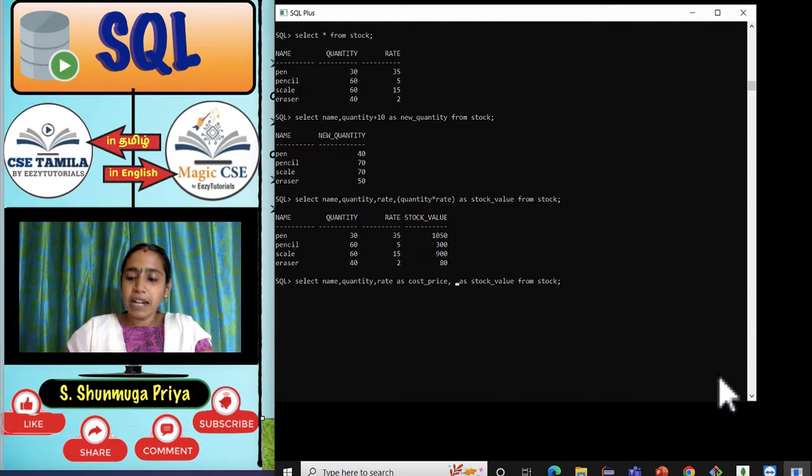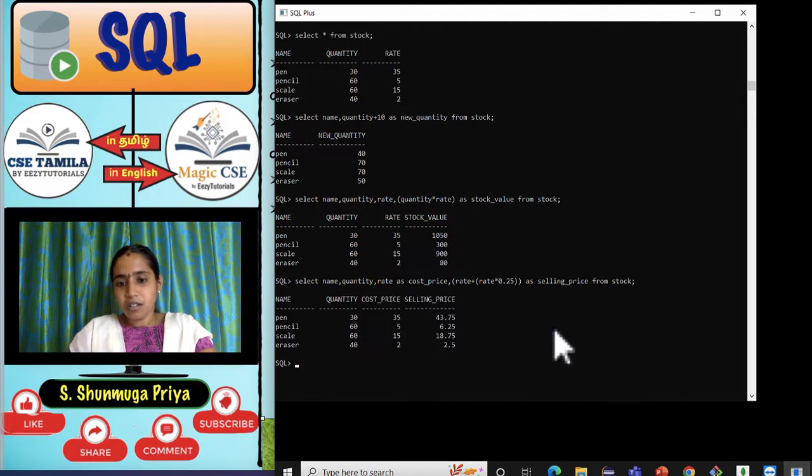Not only normal addition, subtraction, you can create expressions. So from the original rate, you have to add 25% of the rate. That is rate plus rate into 0.25. So this is 25% of rate. So I have created an expression. Be careful with the parentheses or brackets: 2 opening brackets, 2 closing brackets. I am renaming this as selling price. So from the cost price I am increasing 25% and I am making that the selling price, from stock.